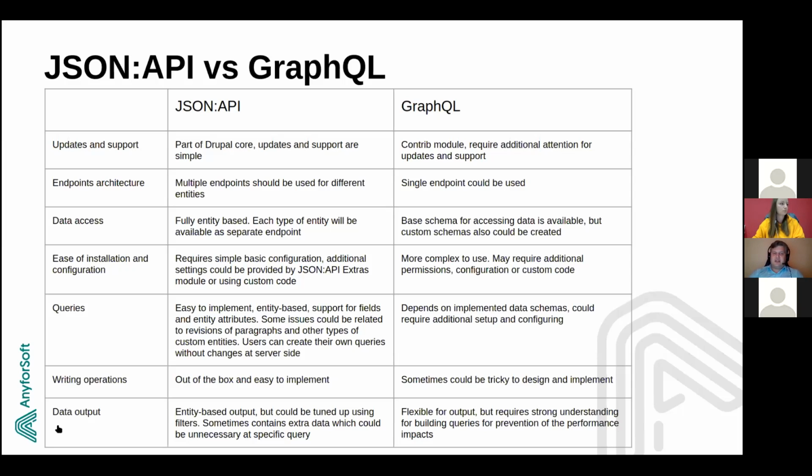Next is installation and configuration. For JSON API, it's very simple.